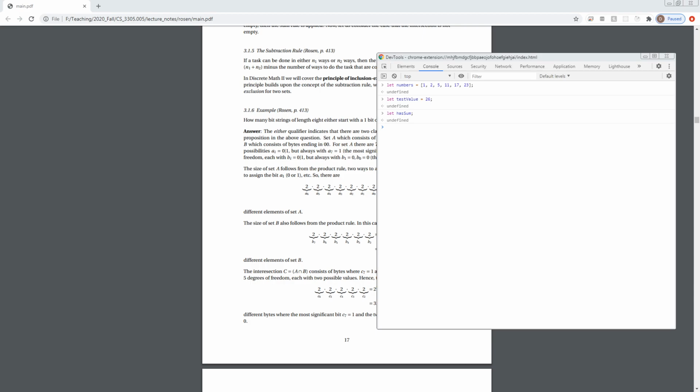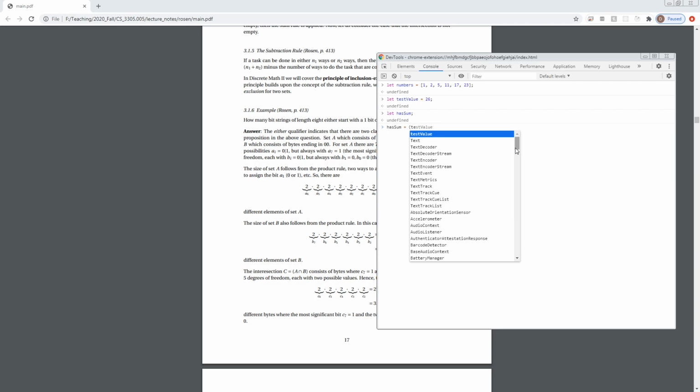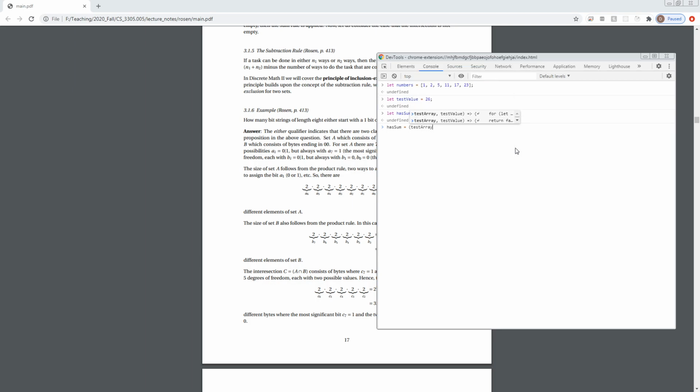Okay, so we have our array, our test value, and our declared variable name has some, but we haven't assigned it any value yet. So let's go through and create the function for it. So we have our test array and our test value.